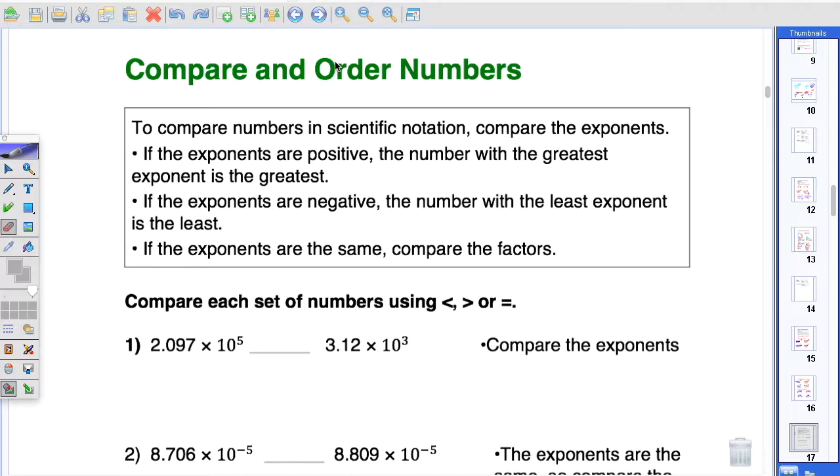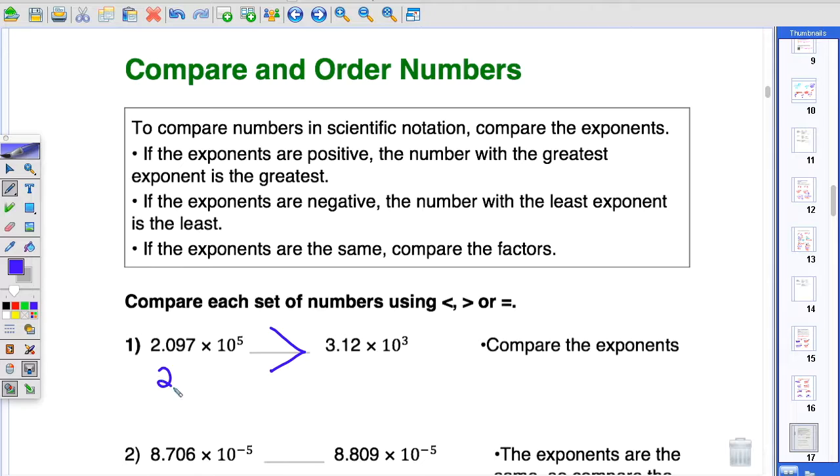Number 1, 2.097 times 10 to the 5th power. We want to compare it to 3.12 times 10 to the 3rd power. In this example, we're going to compare the exponents. They have different exponents. Since the 5 is greater, the 2.097 times 10 to the 5th power is the greater number. We can also take it out of scientific notation so we can compare. And you can see when it's in standard form that 209,700 is greater than 3,120.